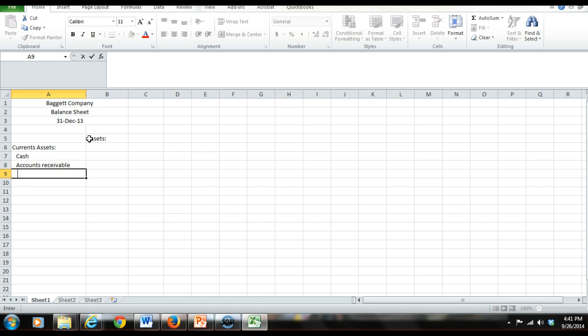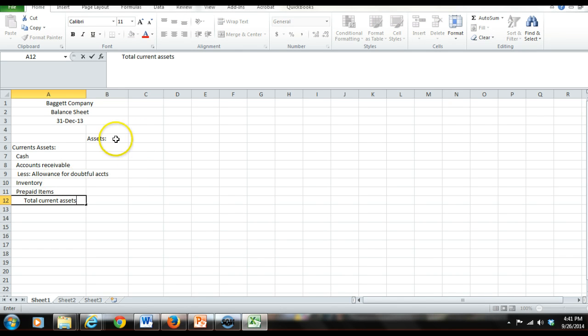less our allowance for doubtful accounts. Then after that, we're going to put in our inventory and then our prepaid items. These are all of our total current assets.